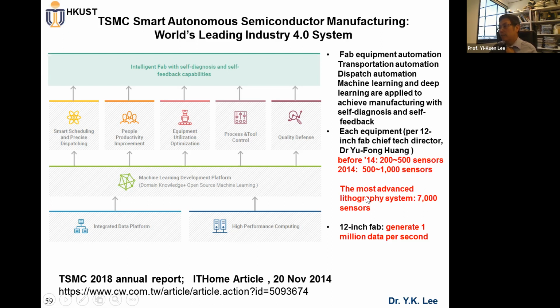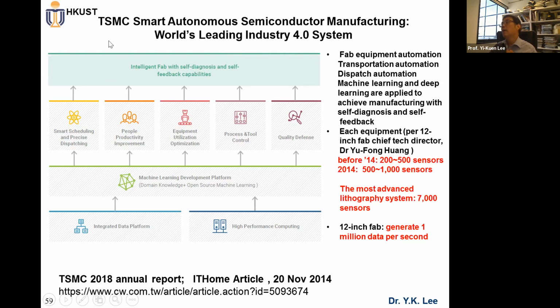And a more advanced lithography system, right? A micro machining system requires 7,000 sensors, right? And then again, a 12-inch fab generates 1 million data points per second, and all the sensor data for this smart manufacturing is used for machine learning to optimize the performance of the IC fabrication process. People say this is one of the leading Industry 4.0 systems.